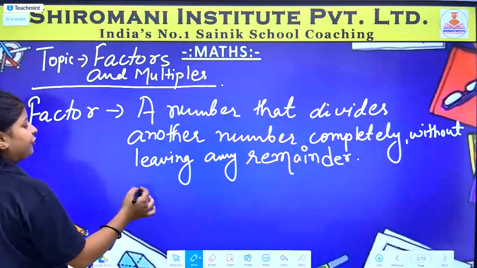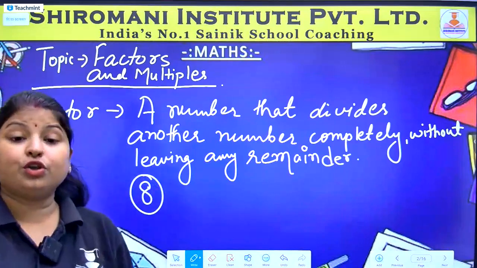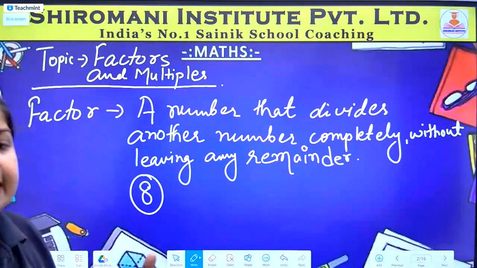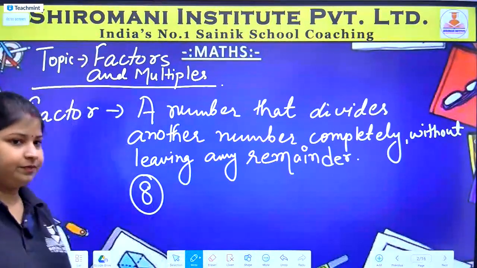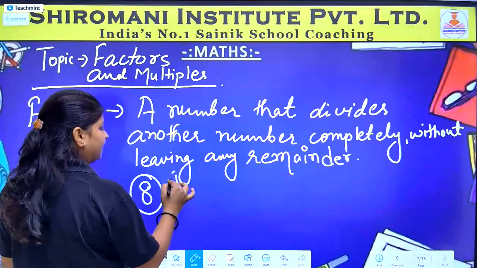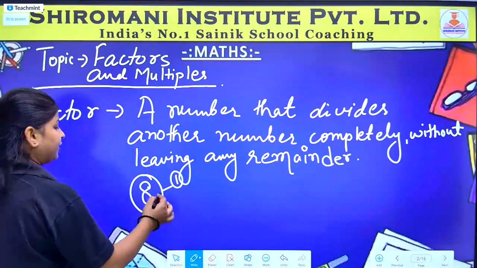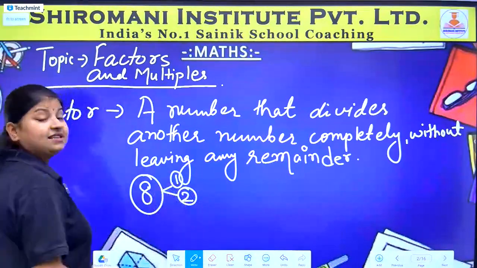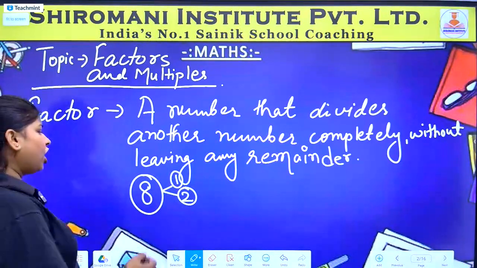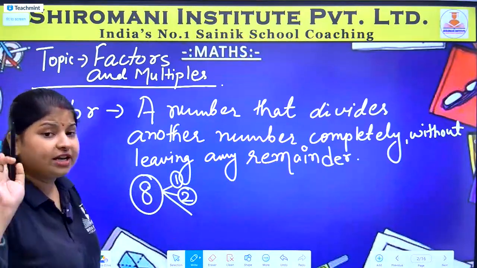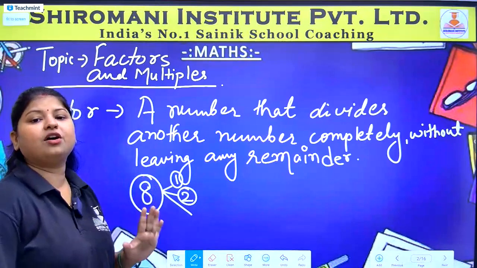See, suppose I take any number like 8. So you have to find such numbers that can divide 8 without leaving any remainder. If I talk about 1, yes, 1 can divide 8. 1 times 8 is 8. If I talk about 2, yes, 2 can also divide 8 completely. 2 times 4 is 8. If I talk about 3, 3 cannot divide it. That's why 3 is not a factor of 8.